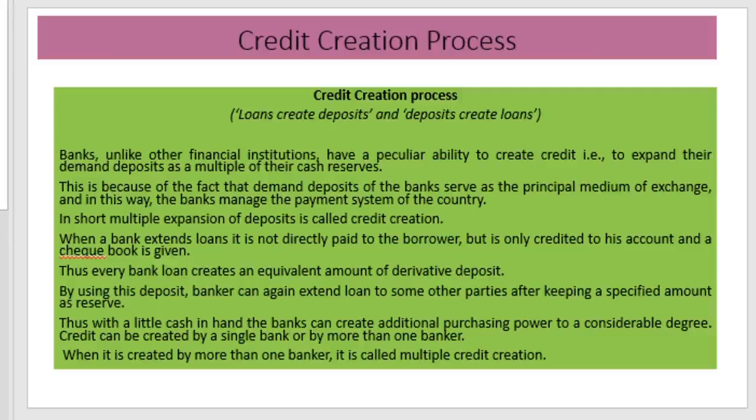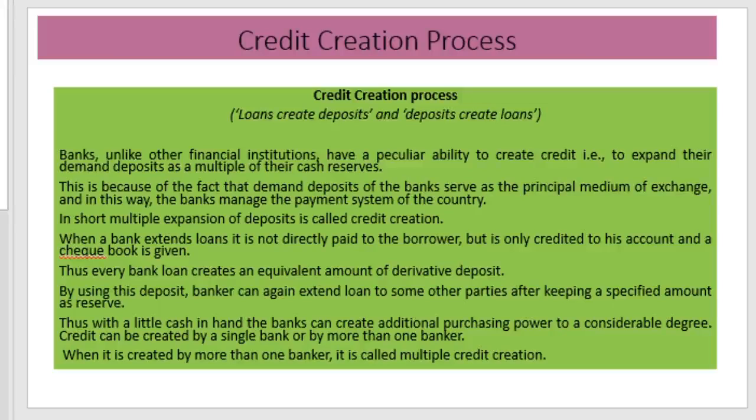The deposit created in this way is known as the derivative deposit. By using this deposit, the bank can again extend loans to some other parties after keeping a specified amount as reserves. On the basis of these derivative deposits, other banks can also provide loans to other parties. This is the process of credit creation.